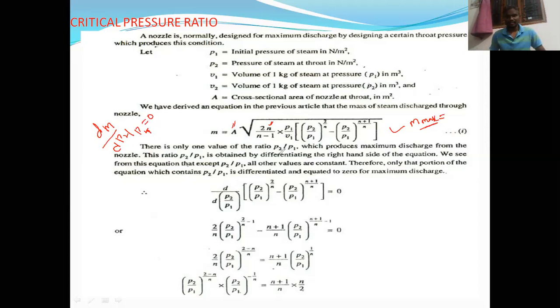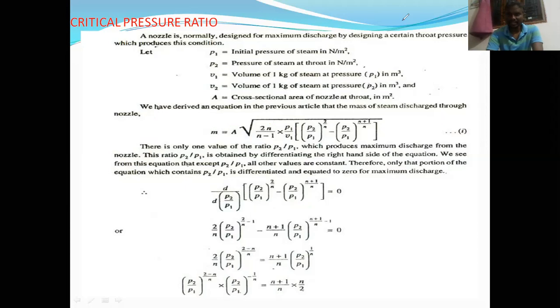So what we are doing, we are taking only the terms of P2 by P1. We are not taking the entire formula for the differentiation. We are differentiating these P2 by P1 terms with respect to P2 by P1, and we are equating to 0. By doing this, we get the critical value, like I'll show in the next slide.